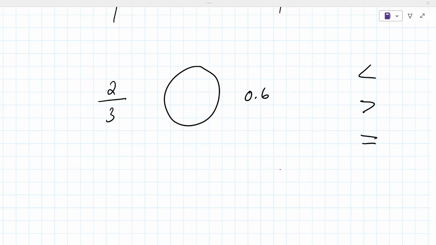I think the 2/3 would be larger. Great. But how did you do that? Did you convert this to a decimal? Did you convert 0.6 to a fraction? What did you do? Well, I converted the 2/3 into a decimal. Okay, what did you get as a decimal for that?